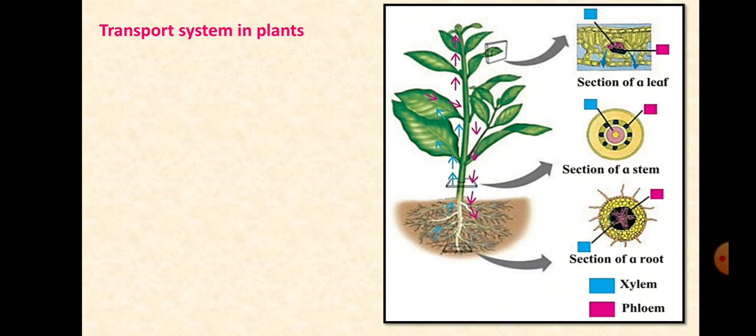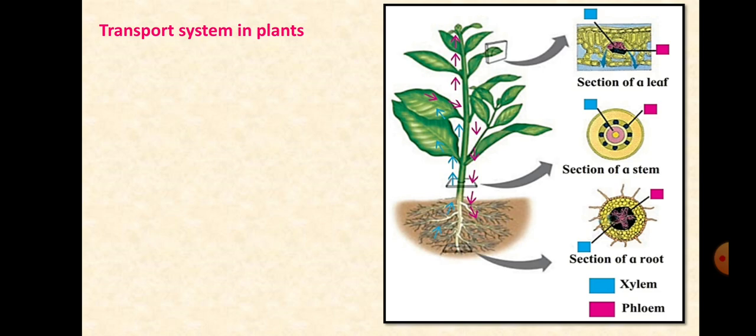Now we move on to study the transport system in plants. We shall see how the prepared food is being transported in different parts of the plant. In the picture you can see a section of leaf, a section of a stem, and a section of a root. Also, blue color boxes indicate xylem and the pink color boxes indicate phloem. The words are very simple, student. Try to understand this topic and you will surely pick it up soon.